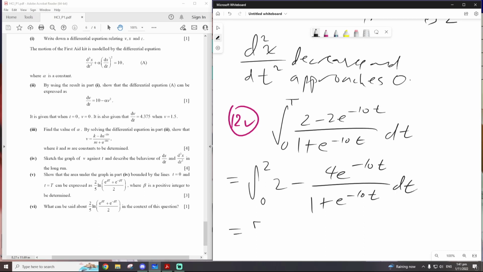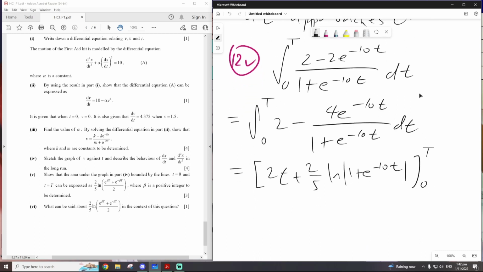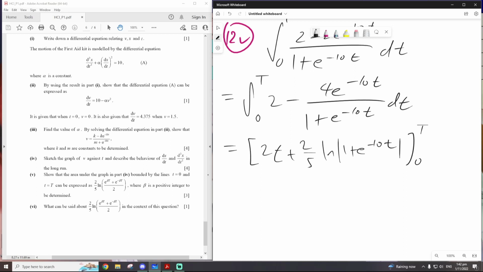So if I integrate this, I will get, wait, why did I put 2 here? It should be t, big T. So we will get 2t minus, now the derivative of 1 plus e^(-10t) is negative 10e^(-10t). But we only have a negative 4 here, so I'll plus 2 over 5 ln|1 plus e^(-10t)|. And then this goes from 0 to capital T. Strictly speaking, we actually don't need the modulus. You can check that for yourself, but because we are evaluating a definite integral, it doesn't matter.